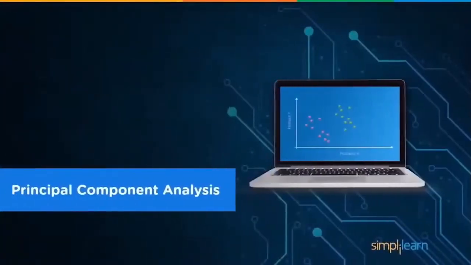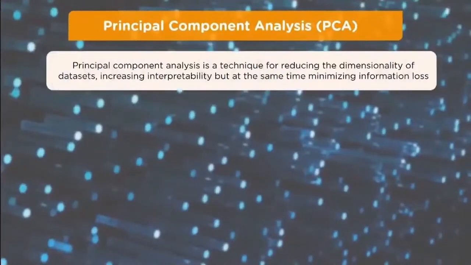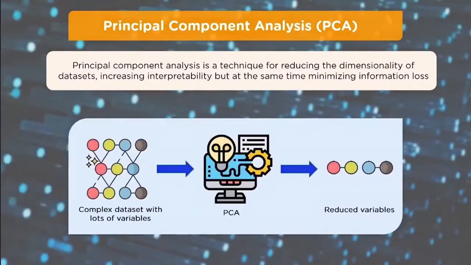Principal component analysis. So what is it? Principal component analysis is a technique for reducing the dimensionality of data sets, increasing interpretability, but at the same time minimizing information loss. So we take some very complex data set with lots of variables, we run it through the PCA, we reduce the variables. We end up with a reduced variable setup.